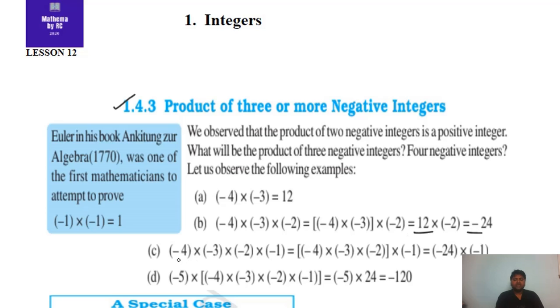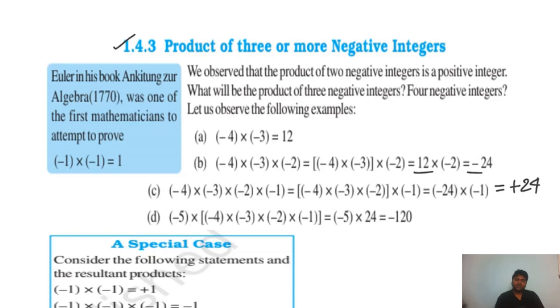Similarly, minus 4 into minus 3 into minus 2 into minus 1. Minus 4 into minus 3 is plus 12, then into minus 2 is minus 24, and minus 24 into minus 1 is plus 24. So when we multiply three negative numbers simultaneously, we get a negative result. When we multiply four negative numbers simultaneously, we get a positive result.